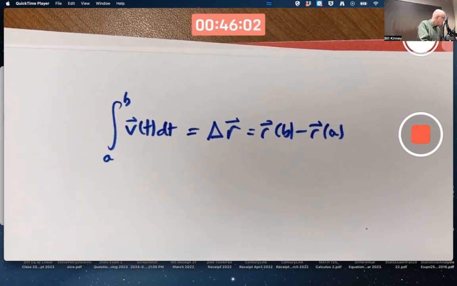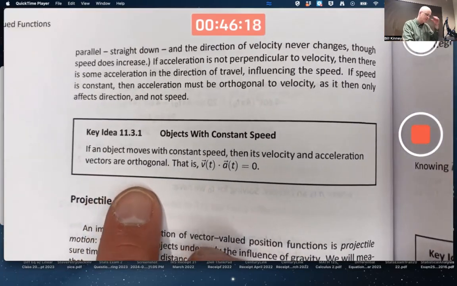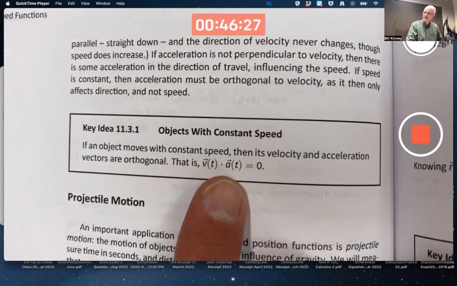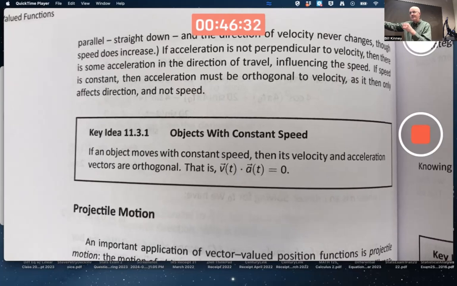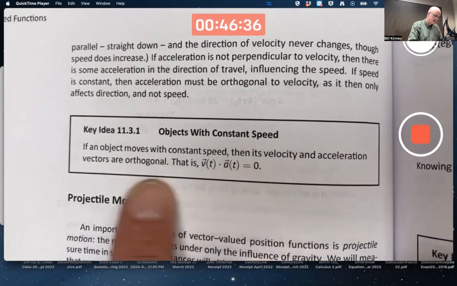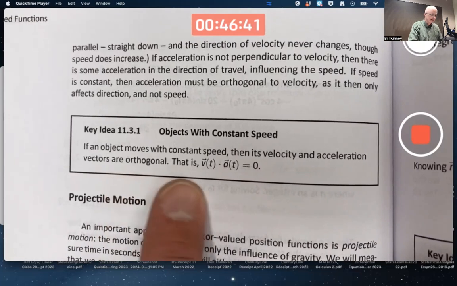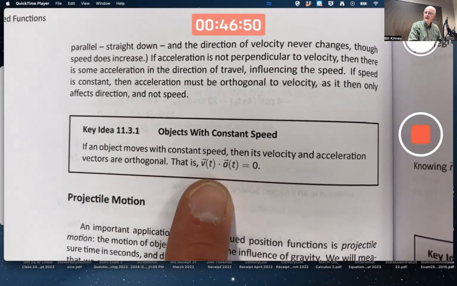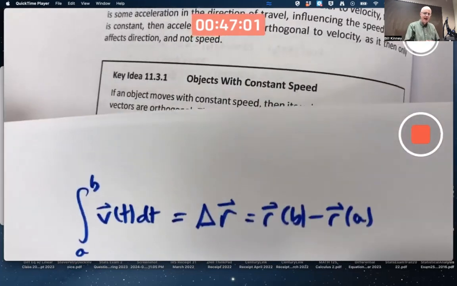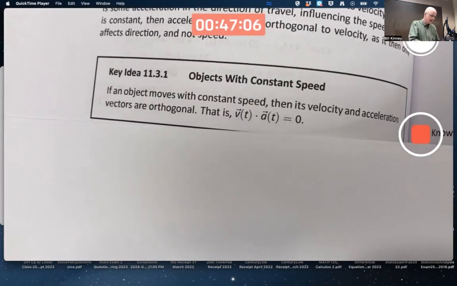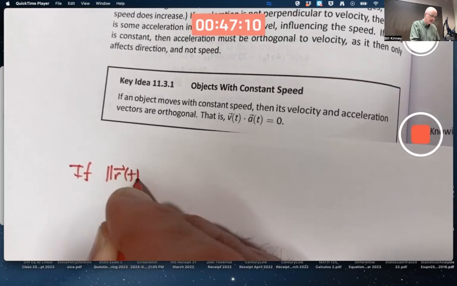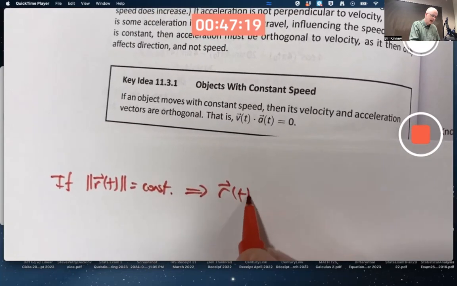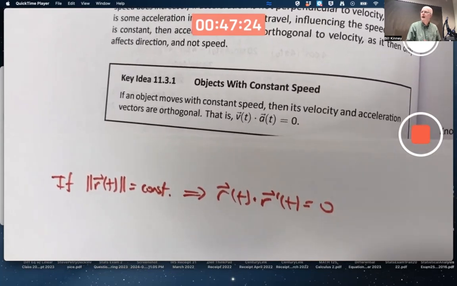Another important conceptual point is this one here, key idea 11.3.1. If an object moves with constant speed, so the length of the velocity vector is the same always, but its direction could change, then the velocity and acceleration vectors are orthogonal, which means perpendicular. The dot product is 0. This is related to a fact that was in the reading from last time, a more general fact: if the magnitude of a vector is a constant, then that vector and its derivative have a dot product equal to 0, meaning they're orthogonal.